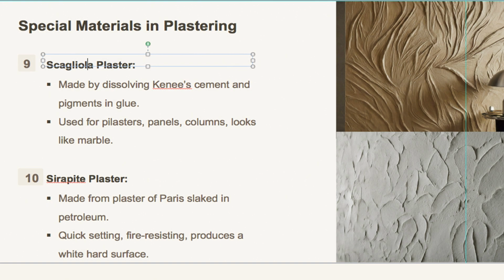Next, we have Scagliola plaster, which offers an elegant alternative resembling marble, made by keen cement and coloring pigments in glue. It is often used for decorative elements like pilasters, panels and columns. We also have Seraphite plaster formed by slaking plaster of Paris in petroleum. This sets quickly and boasts fire resistant properties, producing a hard white surface upon drying.